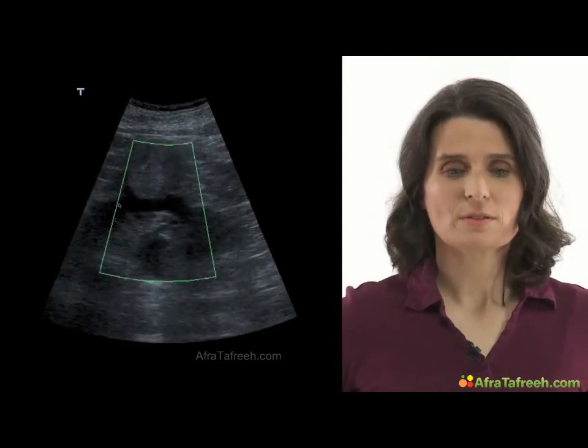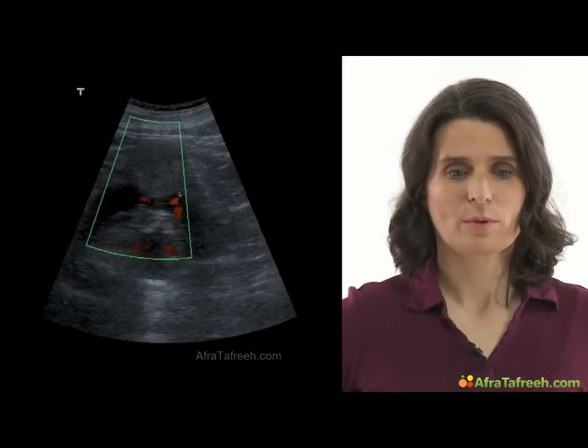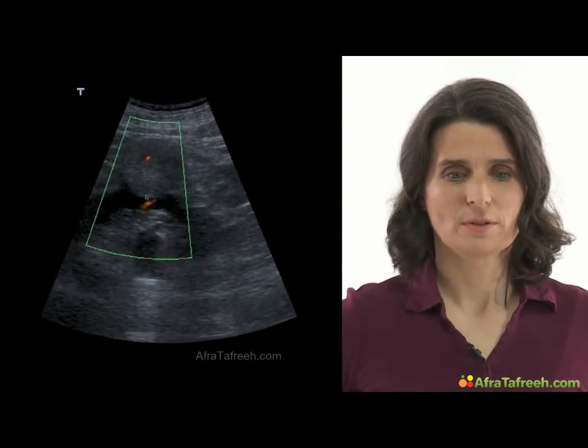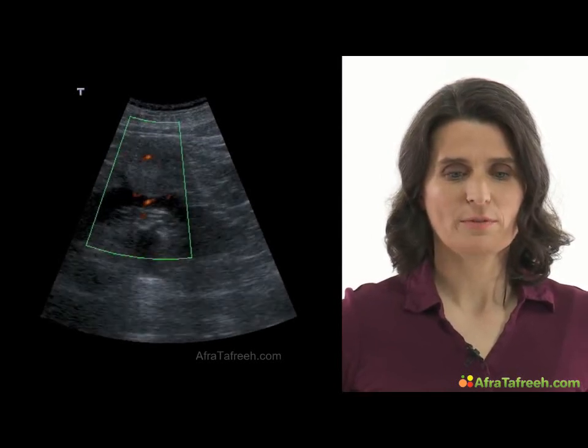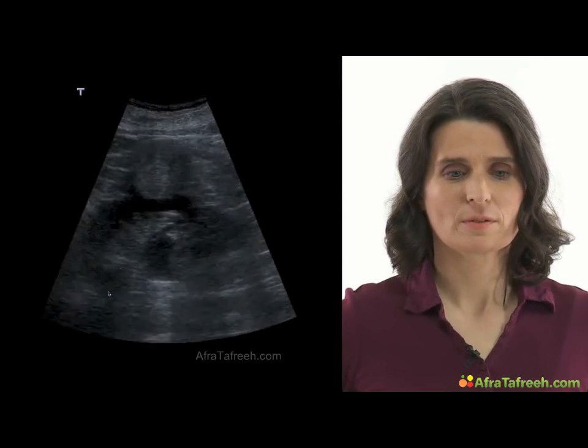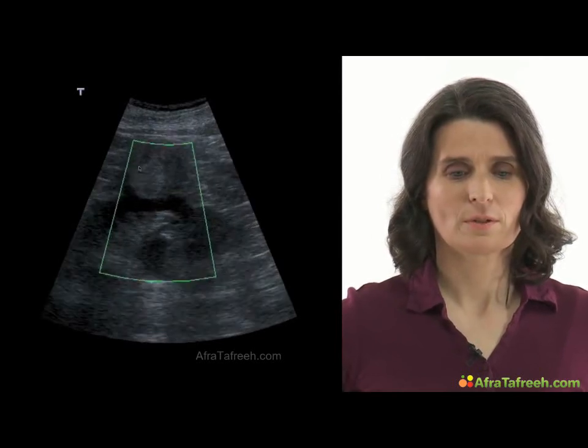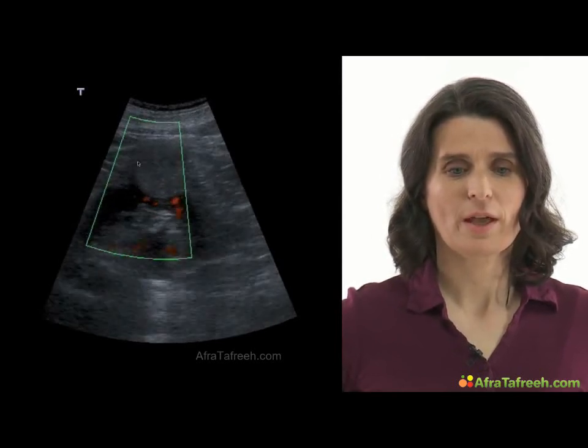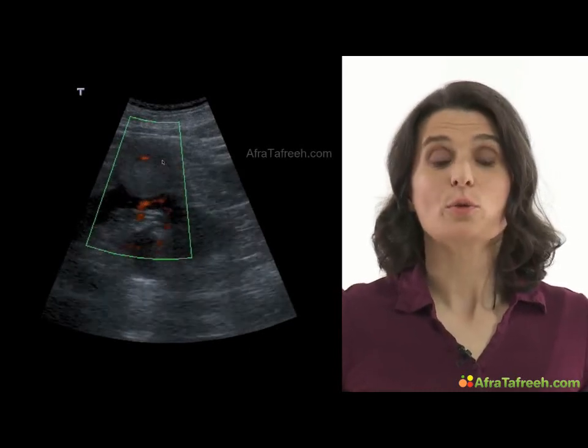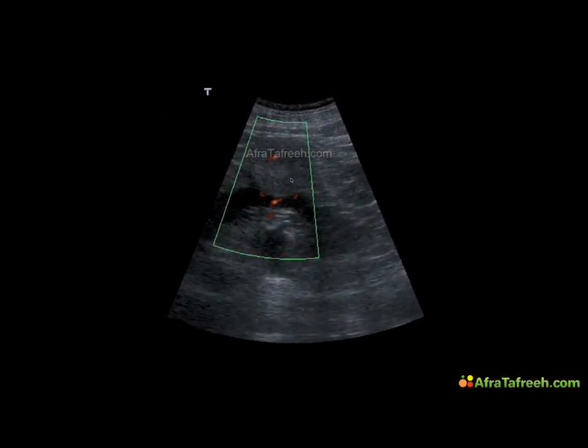Again, the same lesion, this time with the Doppler signal. You see there's blood flow in the lesion, round hyperechoic blood flow, and exceeding the renal border. Highly suspicious for a renal cell carcinoma.